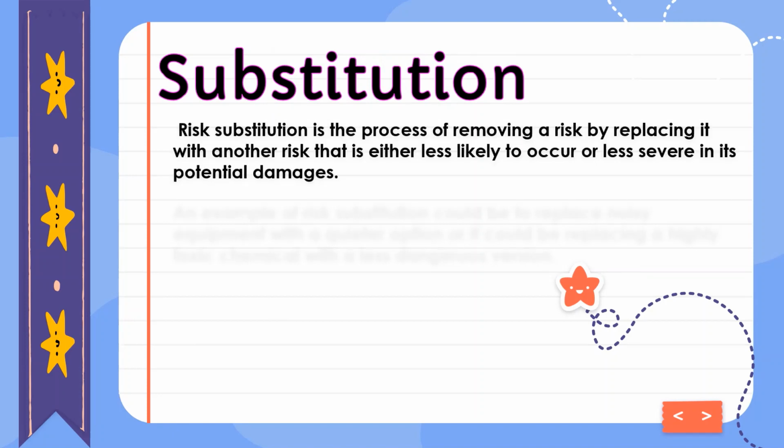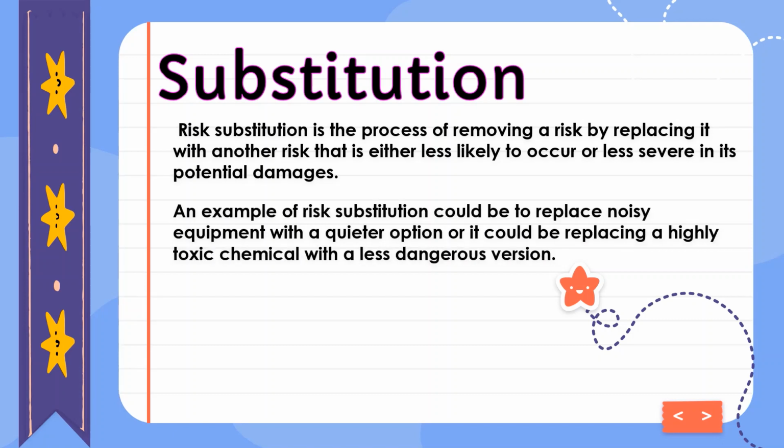Risk substitution is the process of removing a risk by replacing it with another risk that is either less likely to occur or less severe in its potential damages. An example of risk substitution could be to replace noisy equipment with a quieter option, or it could be replacing a highly toxic chemical with a less dangerous version.